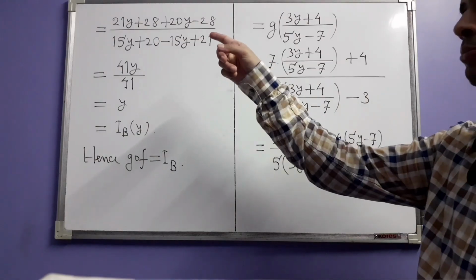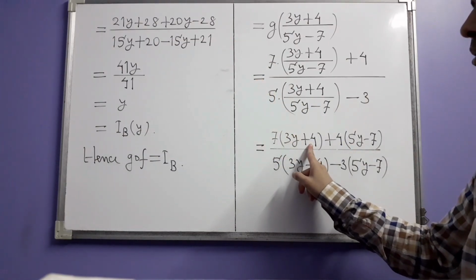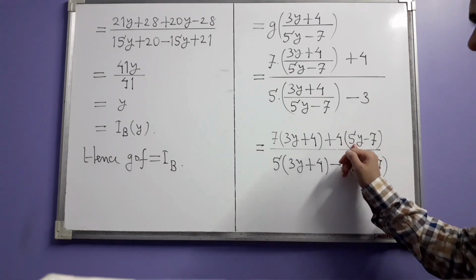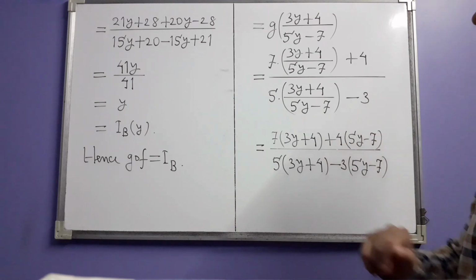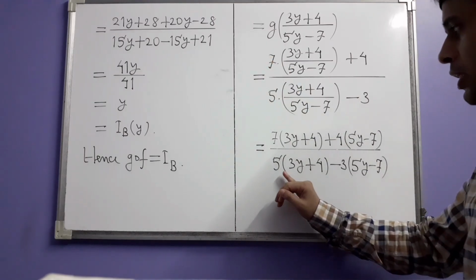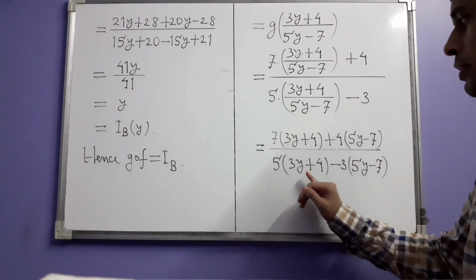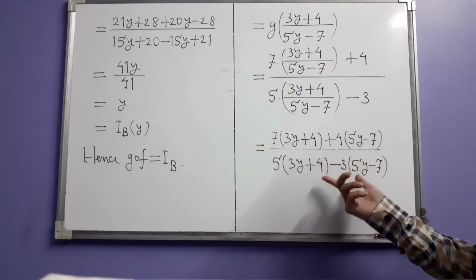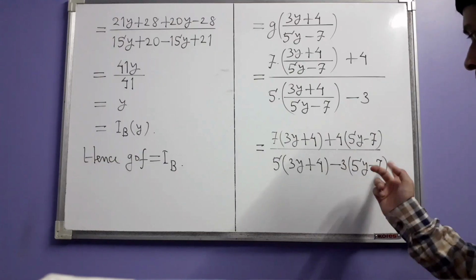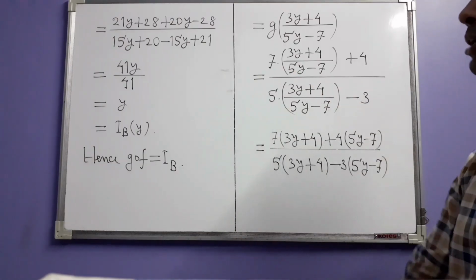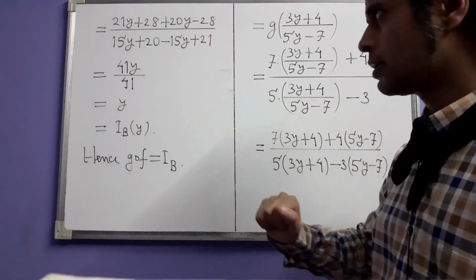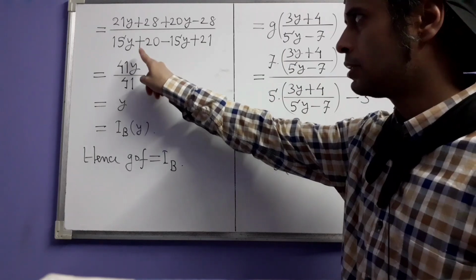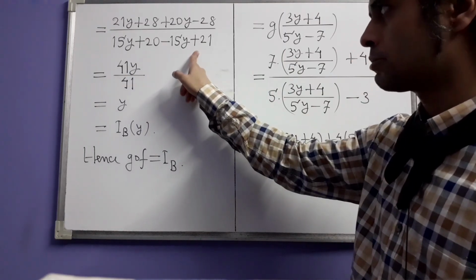So the next step will be this. 7 times 3 is 21, 21y plus 28. 7 times 4 is 28 plus 4 times 5 is 20, 20y minus 28. And the denominator is 5 times 3 is 15, 15y plus 5 times 4 is 20 minus 3 times 5 is again 15, minus 15y, minus and minus will give you plus 21. So after you go through the cancellations, this is what you are left with. 21y plus 20y is 41y, and in the denominator you have 20 plus 21, which is 41.